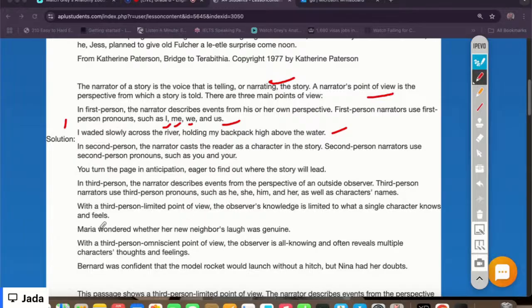Okay. So with a third person limited point of view, the observer's knowledge is limited to what a single character knows and feels. Maria wondered whether her new neighbor's laugh was genuine. Okay, so it is limited. They don't have enough ideas.